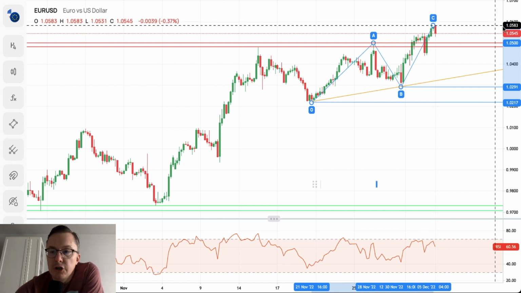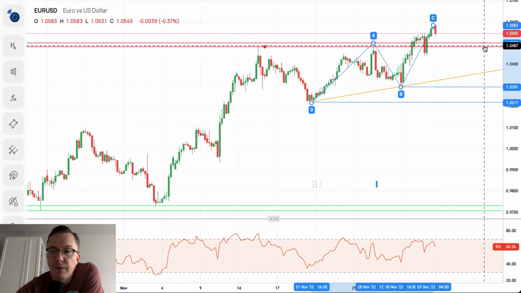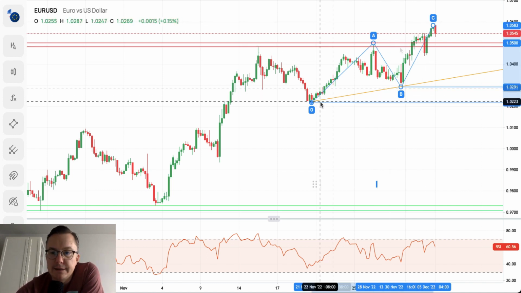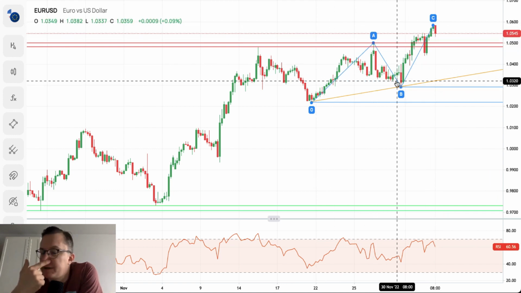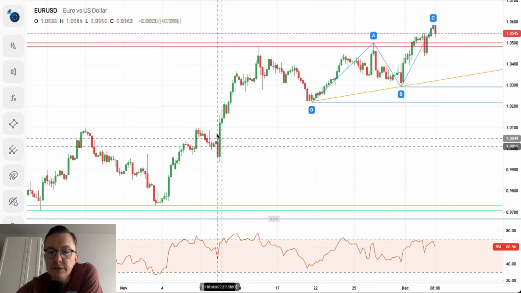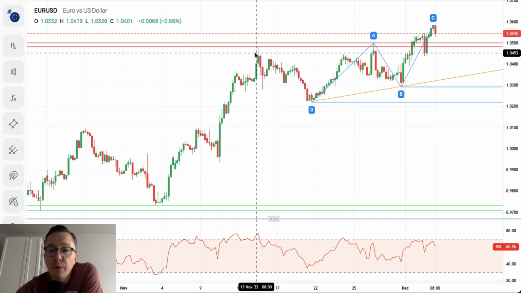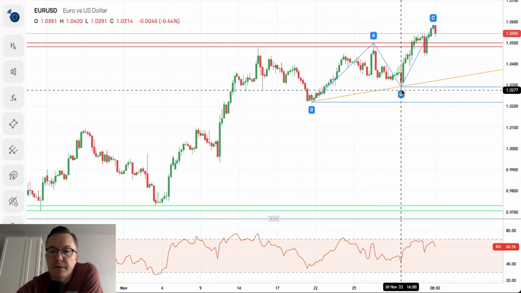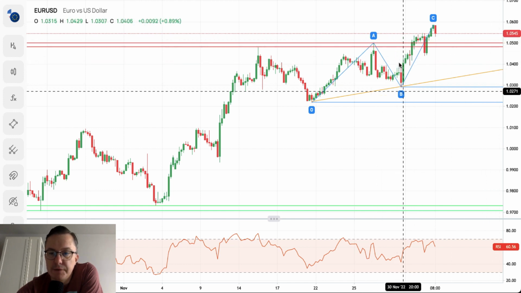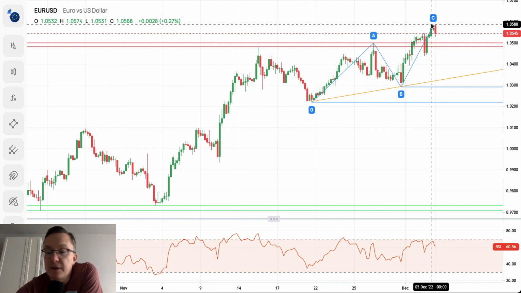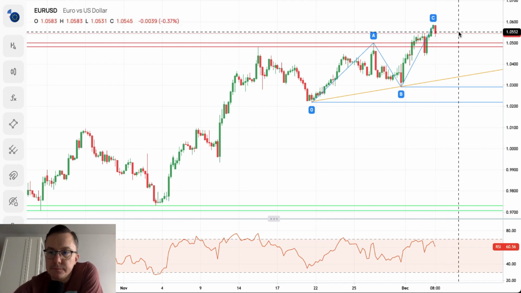However, the target is still just a little bit above the level of 1.06. The length of the wave C is equal to the length of the wave A measured from the wave B. So we got an ABC corrective pattern made here. However, if you remember, we got the impulsive wave progression to the upside developed from the lows. So as long as the level of 1.0480 is not clearly violated, this can still develop into a more impulsive pattern.